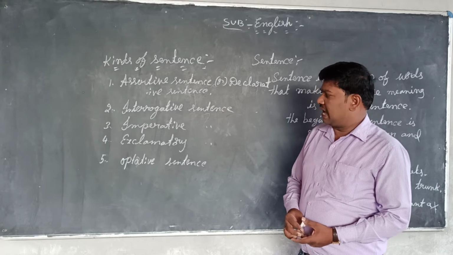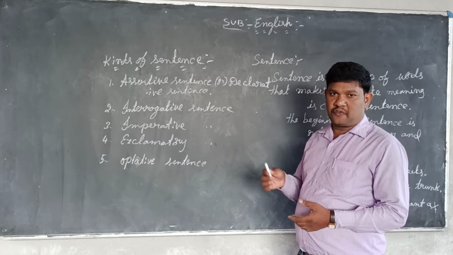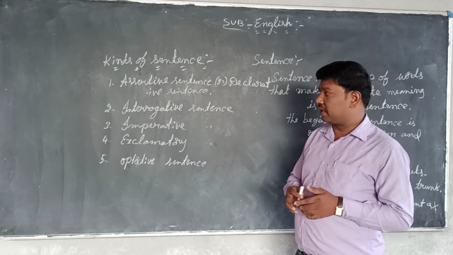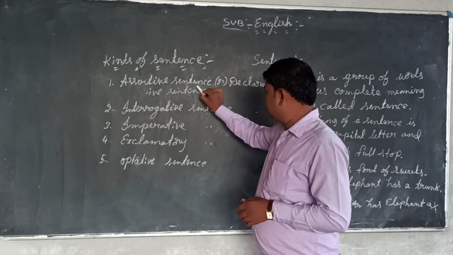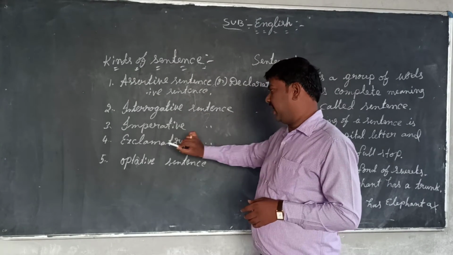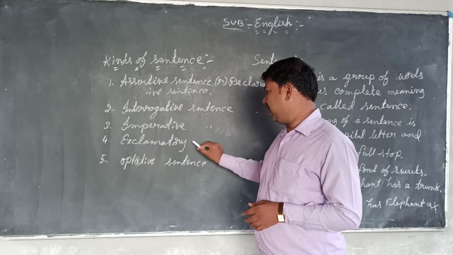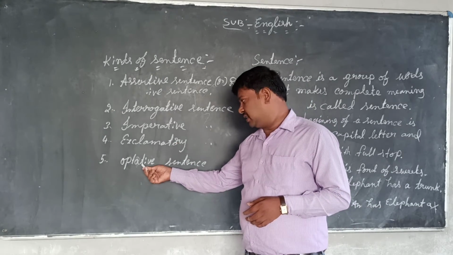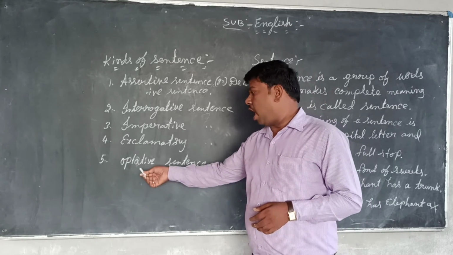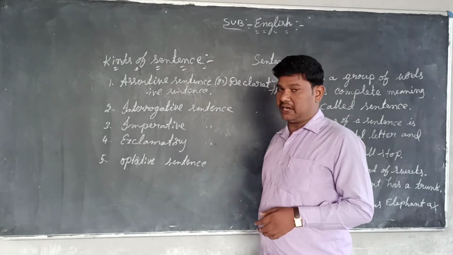What I have written on the board, I want to read once loudly. All of you observe and read carefully the pronunciation. The first one is the assertive or declarative sentence, the second is the interrogative sentence, the third is the imperative sentence, the fourth is the exclamatory sentence, and the fifth is the optative sentence, O-P-T-A-T-I-V-E.